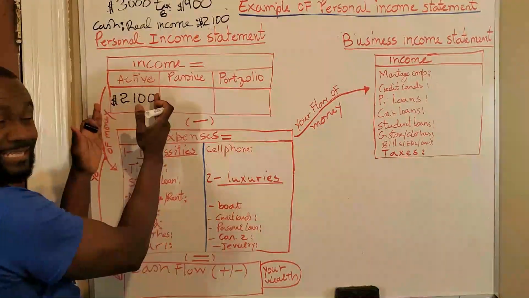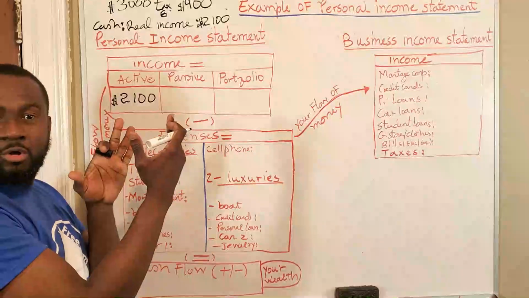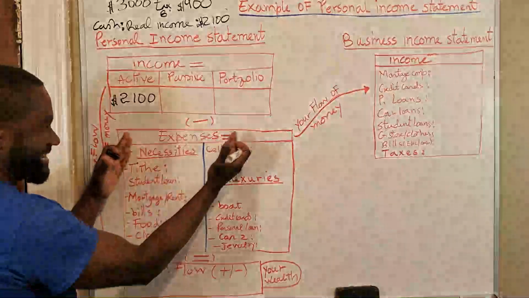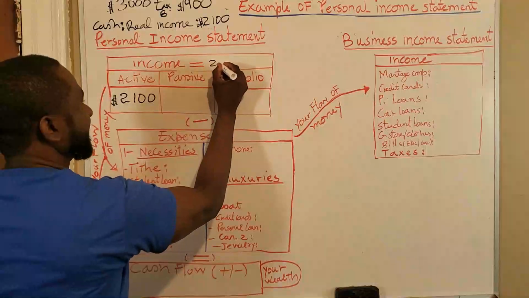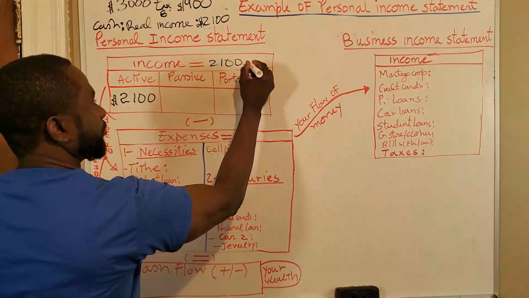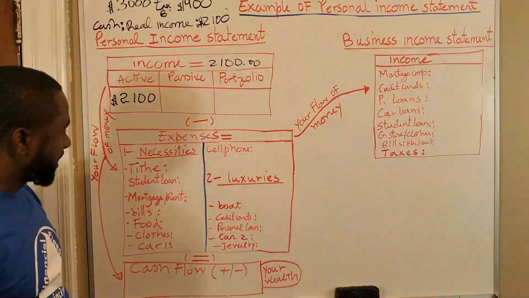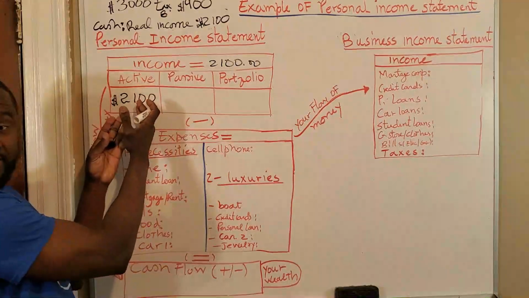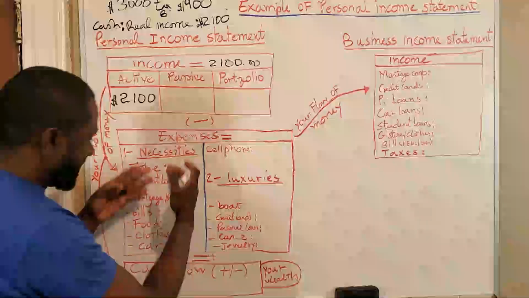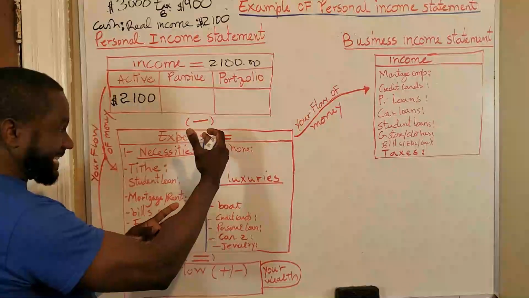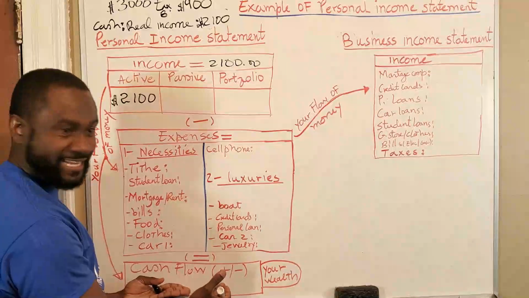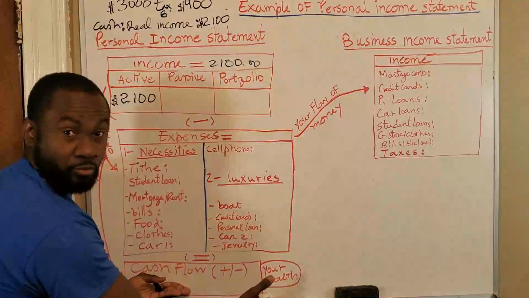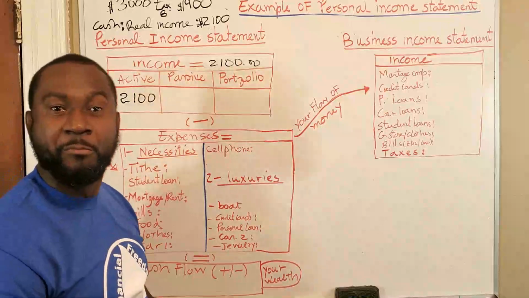And with that, this is where we need to be smart, right here in the expense category. So if we look at this, $2,100, that's what they have coming in. So this money, income, we're gonna use it to pay expenses, but we want to have some cash flow left to see where we stand, what's our wealth at the end of the month.